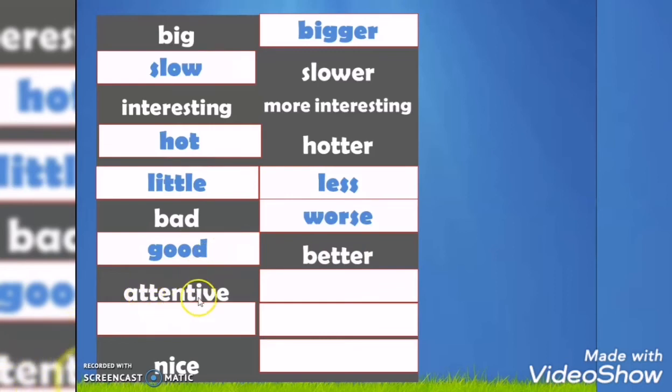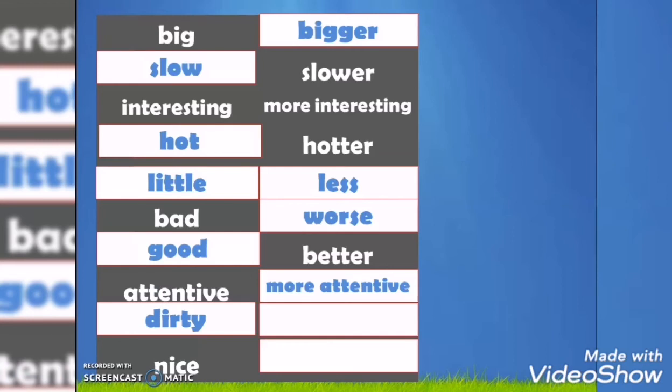Attentive, here it is more than one syllable. Because it is more than one syllable, what should I add before it? I should add, of course, before it the word more. More attentive. And he pays attention.